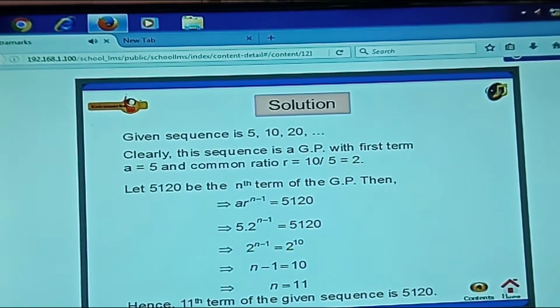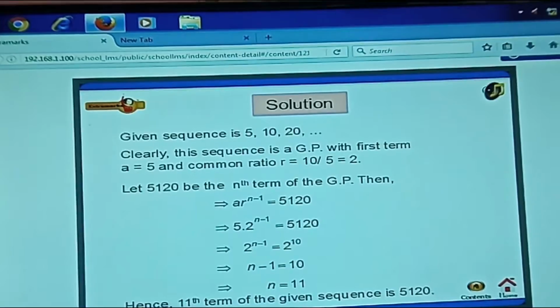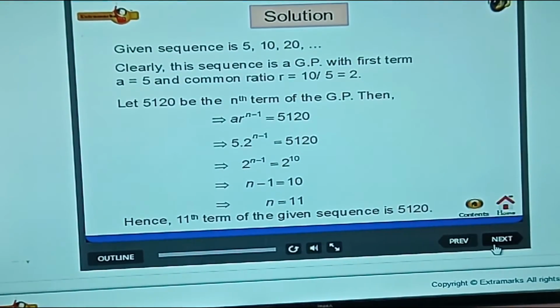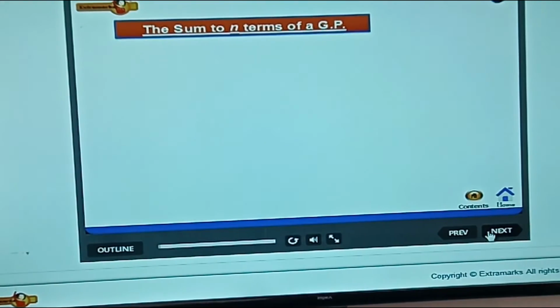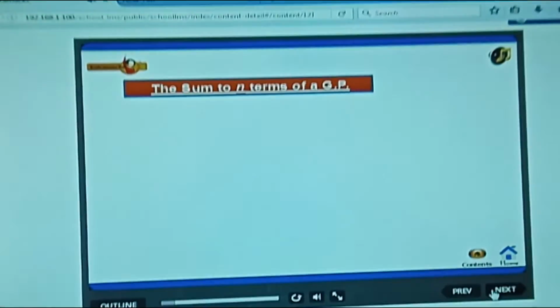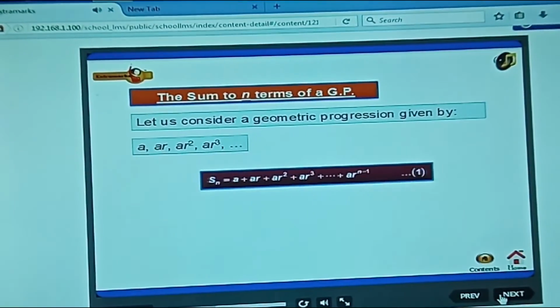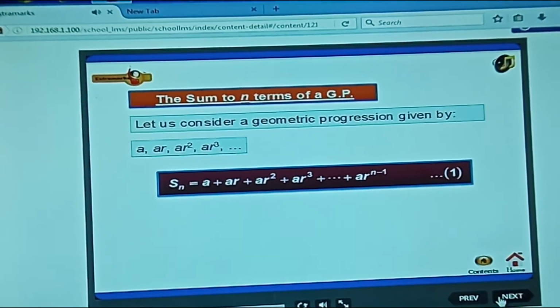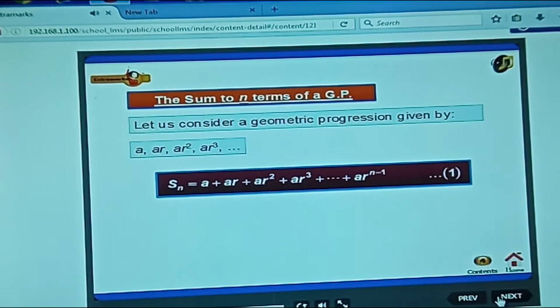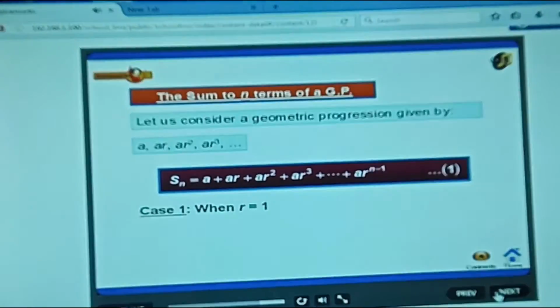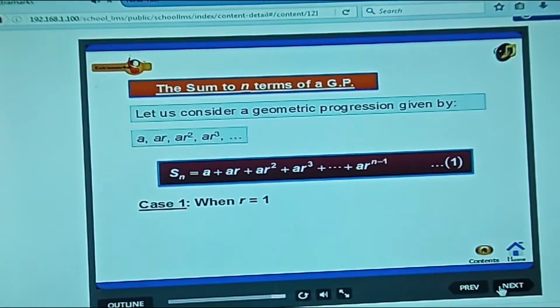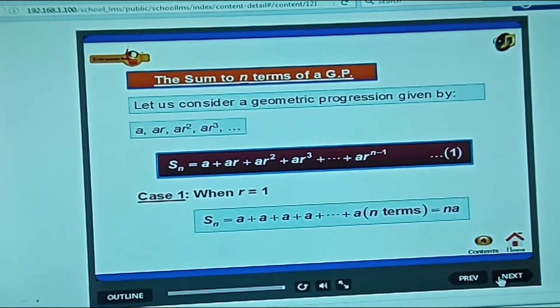Now we will try to find the sum to n terms of a GP. Let us now find the sum of the first n terms of a GP. Let the first term of a GP be A and the common ratio be R. The sum of the first n terms of such GP is denoted by Sn and is given by the following expression. Here, we will consider two cases. Case 1. If R is equal to 1, we have the sum to n terms of the GP as shown.